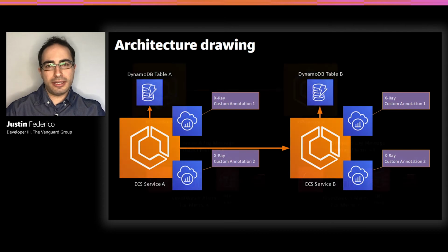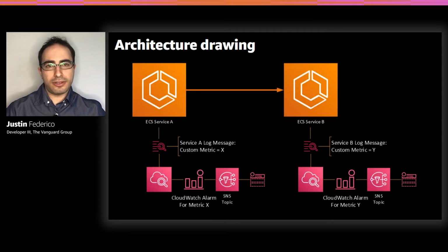On the CloudWatch side, both of these applications are outputting specific log messages. And a real common use case for this is, for instance, having response times. So each service will log out how long it takes for a request to be processed in its system. And then we can tack on a CloudWatch metric on top of that to extract the response time value. So in this case, either metric X or metric Y.